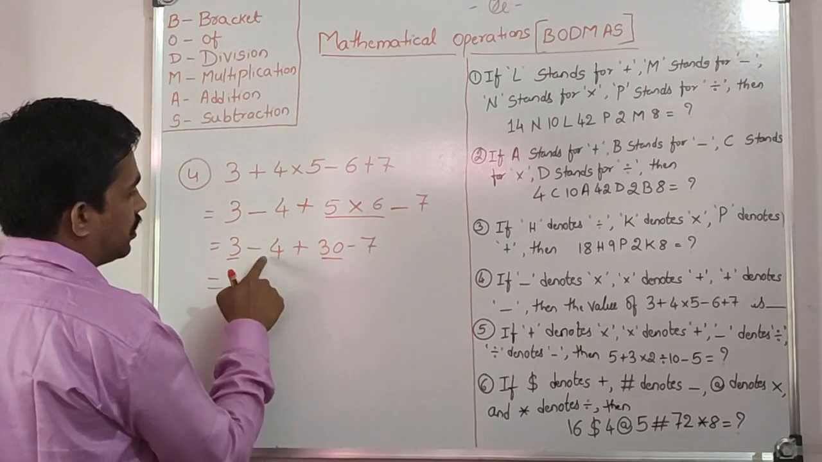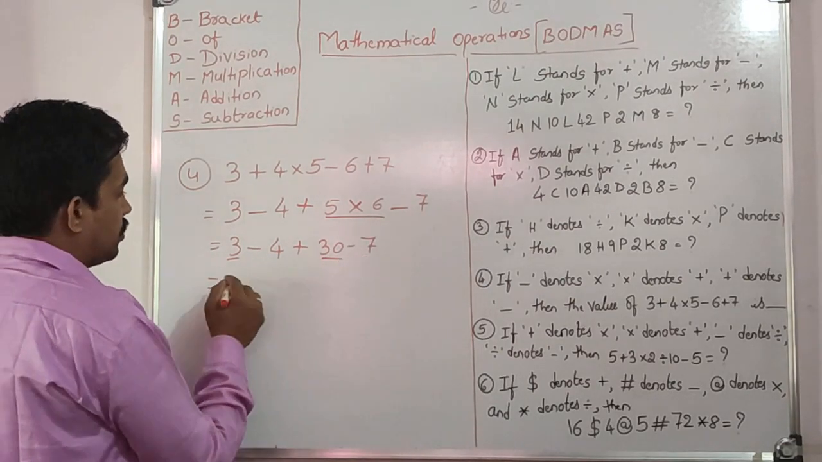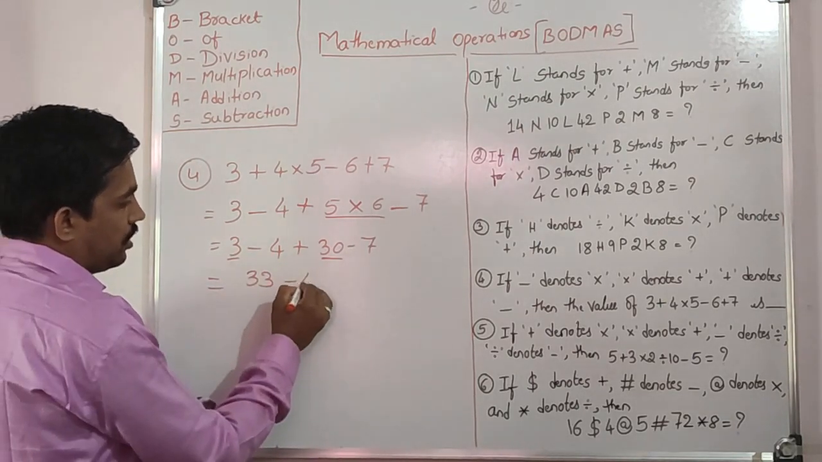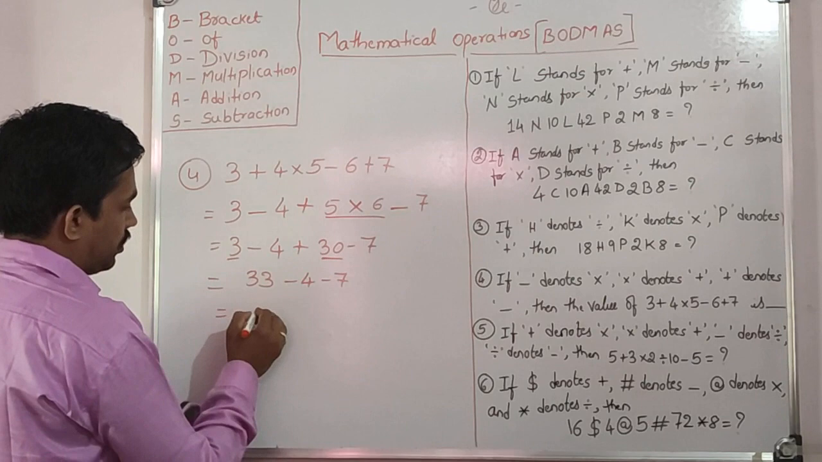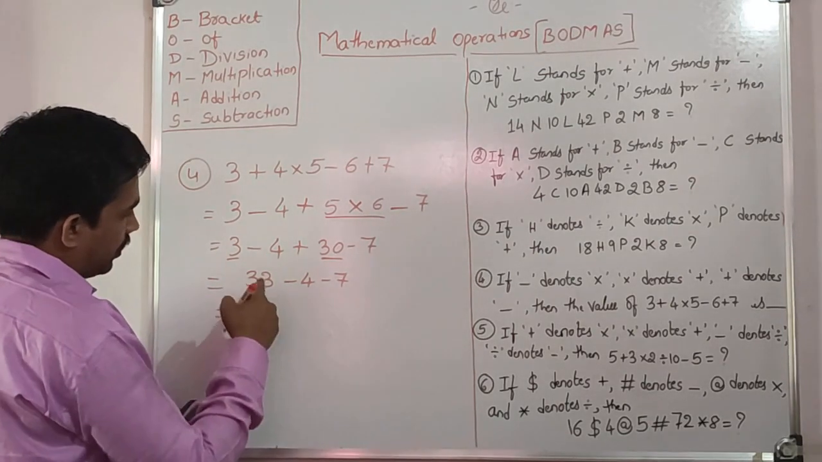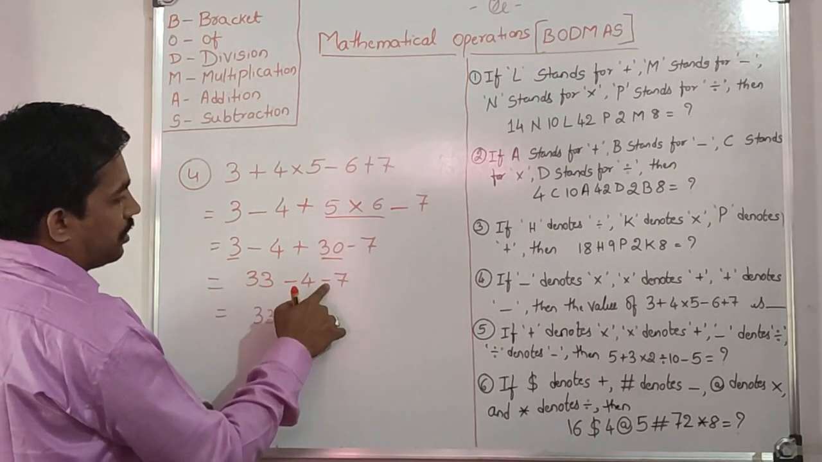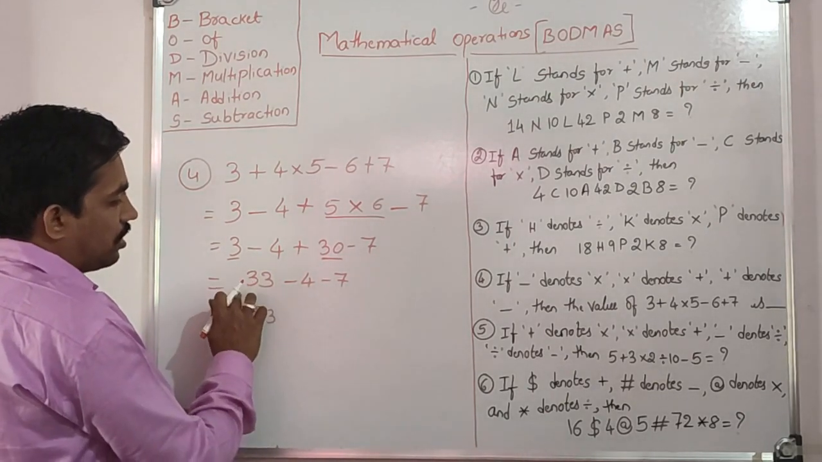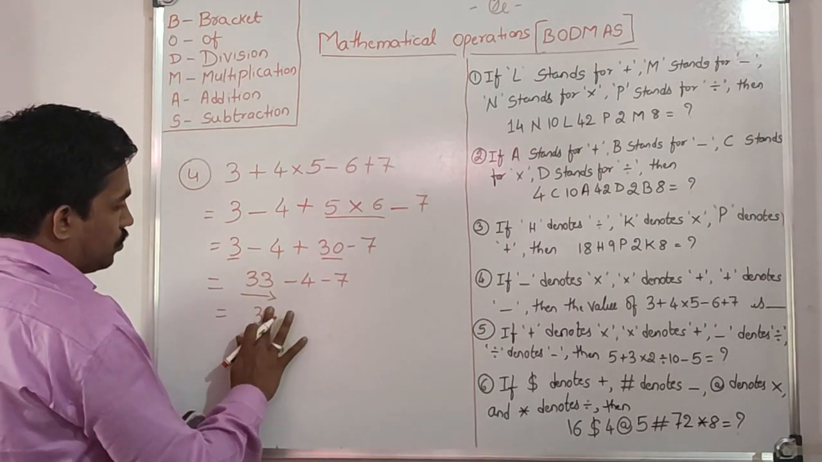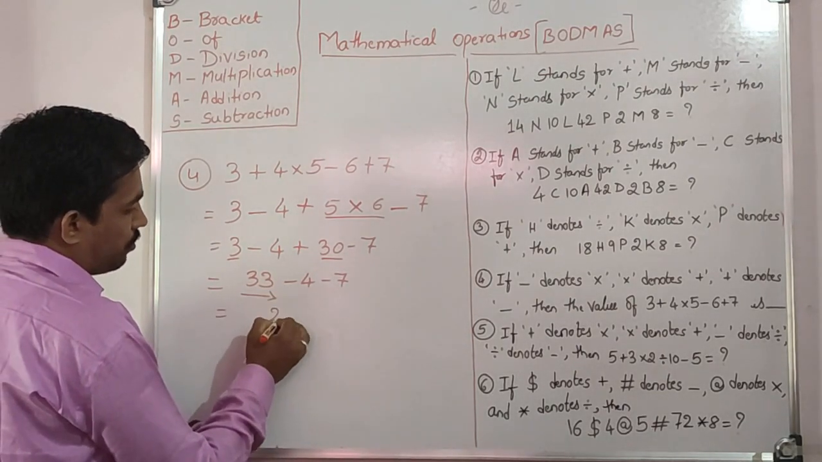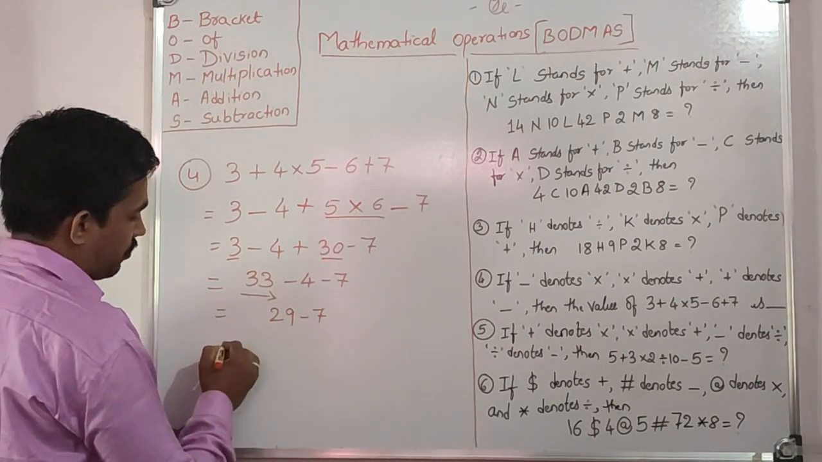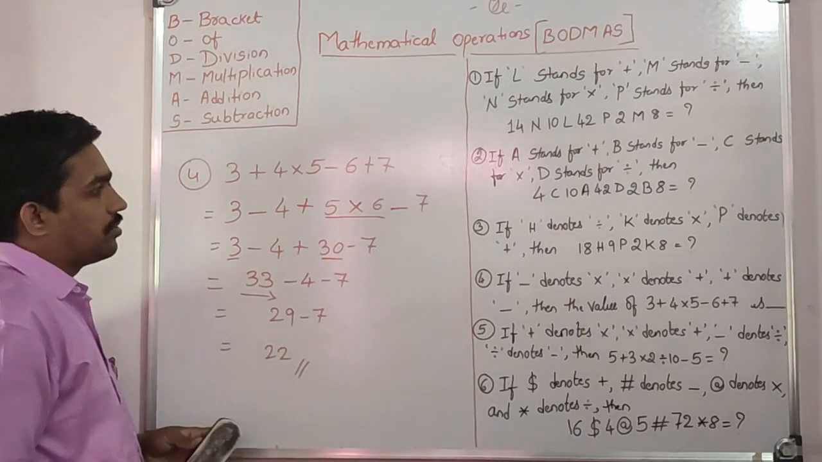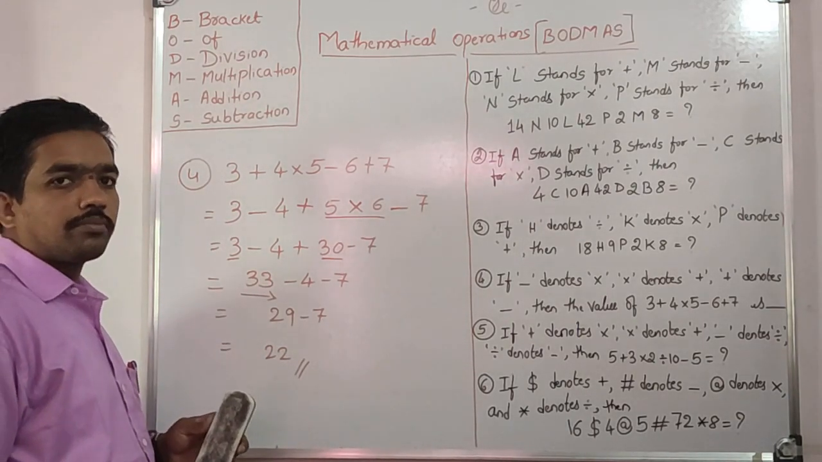So these two are addition and these two are negatives. So 3 plus 30, 33 minus 4 minus 7. So we can do these two first, or else we will move like this. So 33 minus 4 means 29, minus 7. Again 29 minus 7 is 22. So this is our final answer for the fourth question.